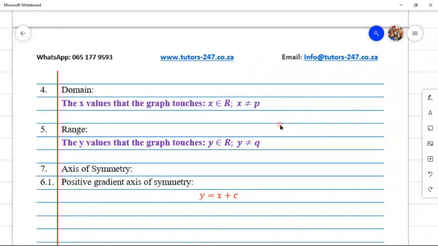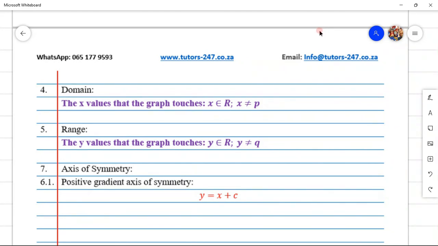X is an element of real numbers, whereby x is not equal to the value of p. All we do is we substitute that value of p into this formula. For example, if p is -1, our answer would be x an element of real numbers where x is not equal to -1.